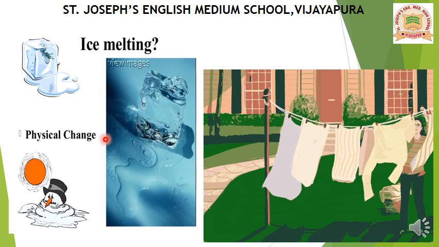Melting of ice is also a physical change, because once the ice melts into water, that water can be collected and frozen. The frozen water becomes ice again. Wet cloth becomes dry cloth. Here water evaporates from the cloth. So this is also an example of physical change.